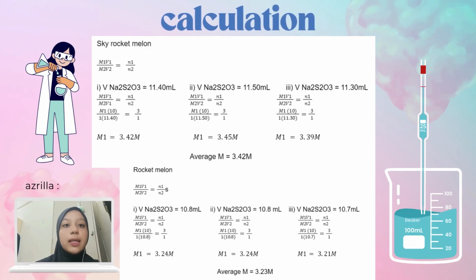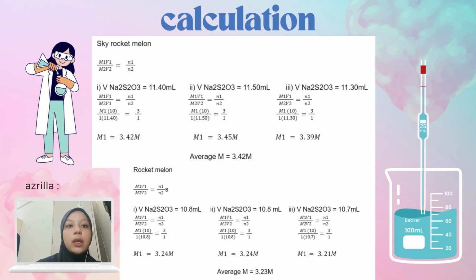Let's move on to the calculation. To calculate the concentration, the formula used is M1V1 divided by M2V2 equal to N1 over N2, where M is for the concentration, V is for the volume, and N is for the moles. The M1V1 and N1 stand for the ascorbic acid, and M2V2 and N2 stand for the sodium thiosulfate. The concentration of each volume was calculated and the average concentration was taken. The average concentration of skyrocket melon is 3.42 molarity.